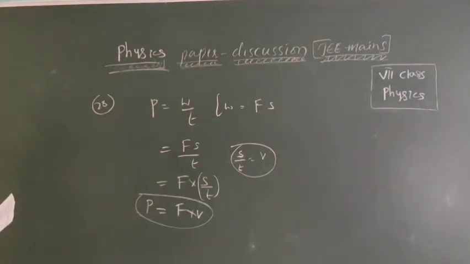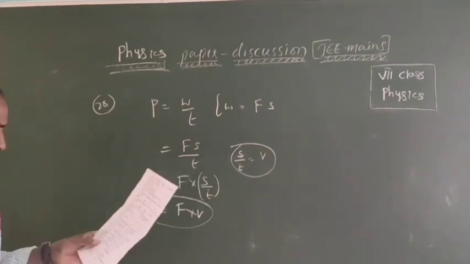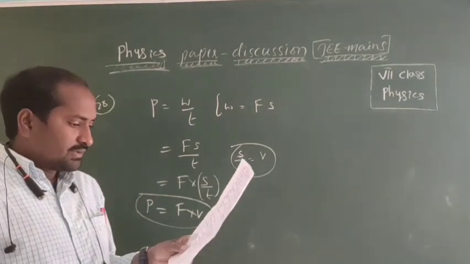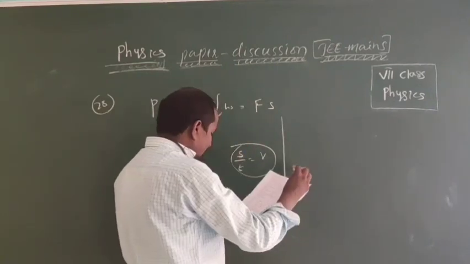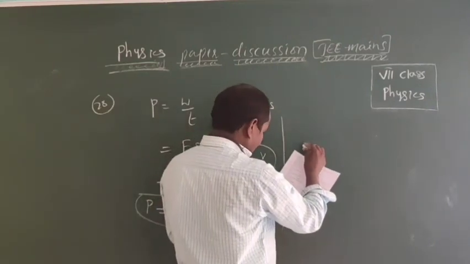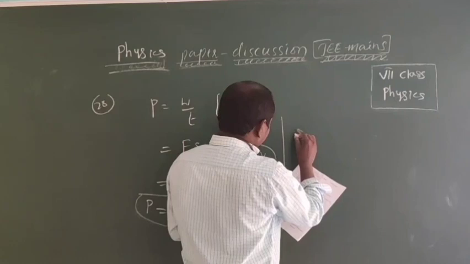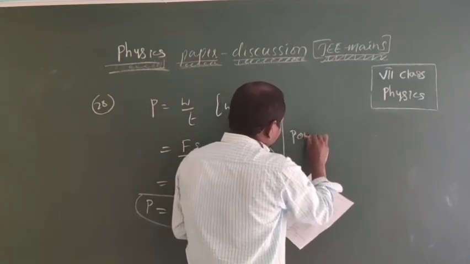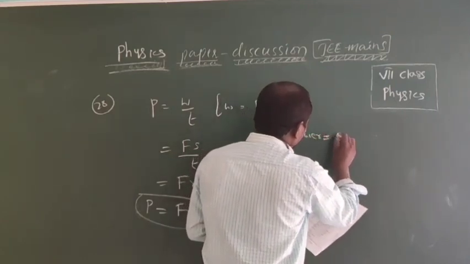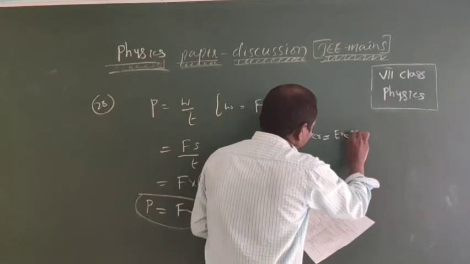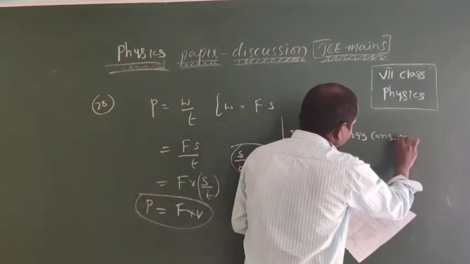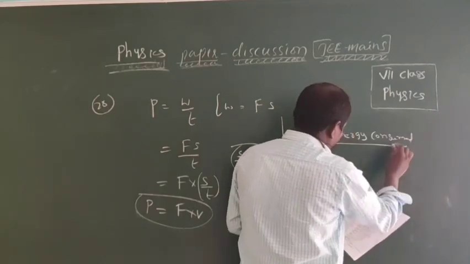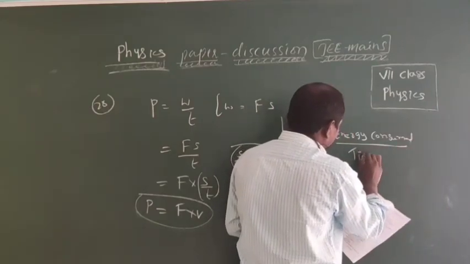In case of power of an electric bulb, we use power equal to energy consumed by time taken. Power P equal to energy consumed by time taken.